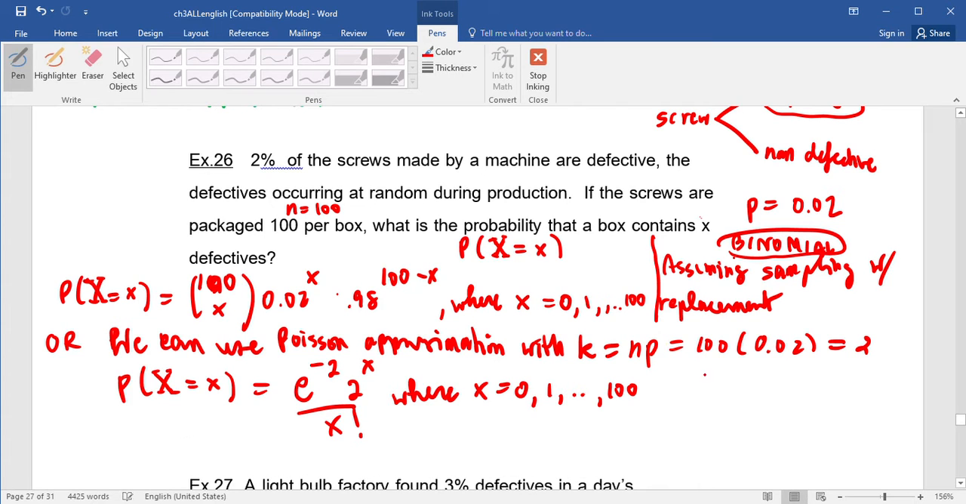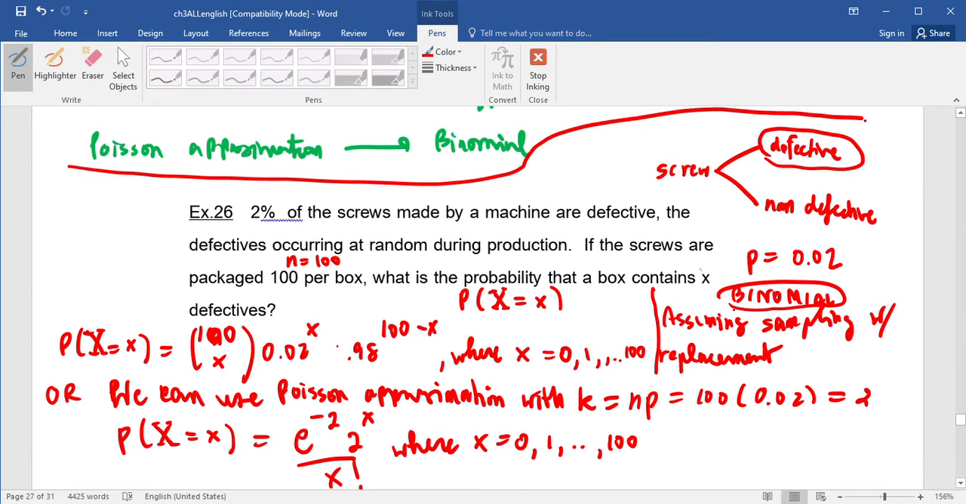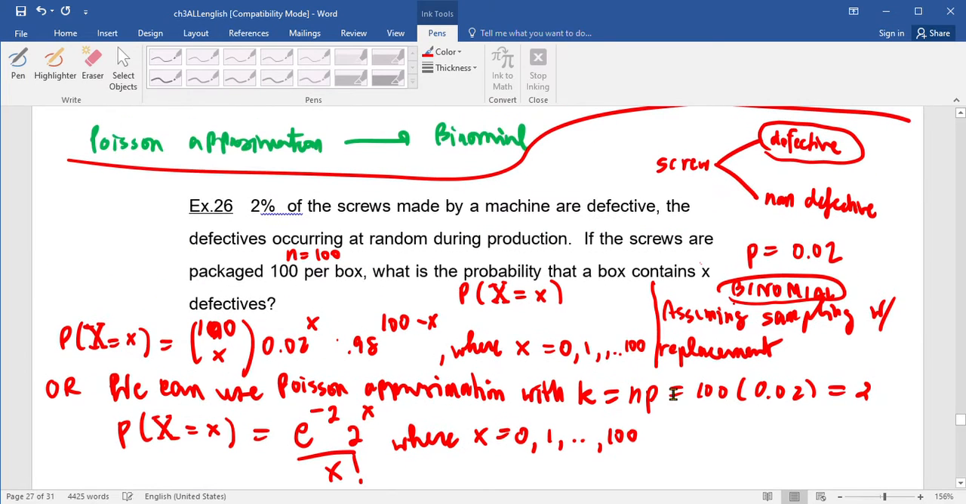But you might be wondering, this doesn't make much sense to assume that it is a sampling with replacement, because in inspection we usually do sampling without replacement, right?